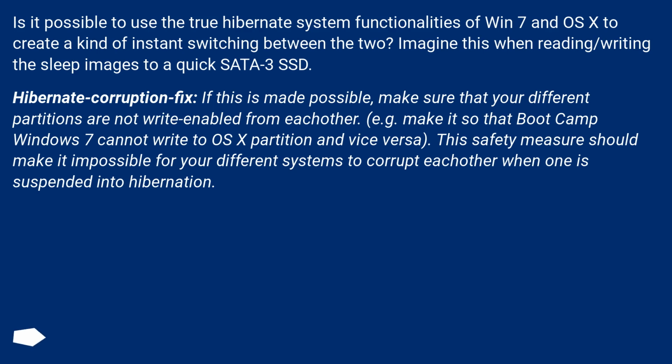Hibernate corruption fix. If this is made possible, make sure that your different partitions are not write-enabled from each other. For example, make it so that Bootcamp Windows 7 cannot write to the OS X partition and vice versa. This safety measure should make it impossible for your different systems to corrupt each other when one is suspended into hibernation.